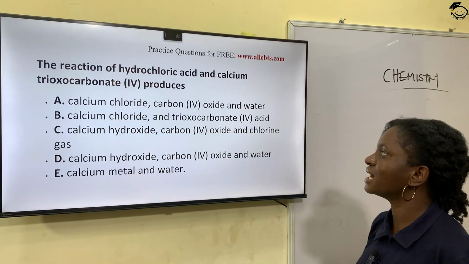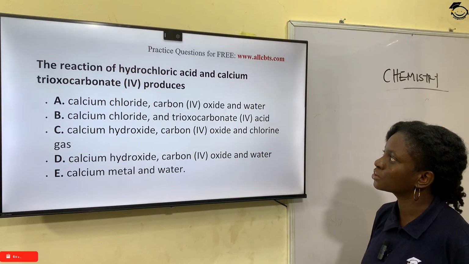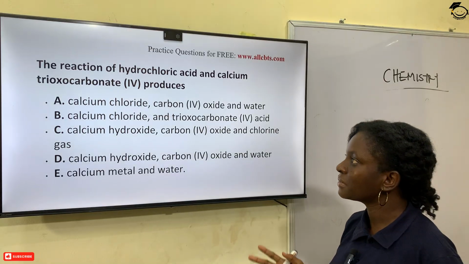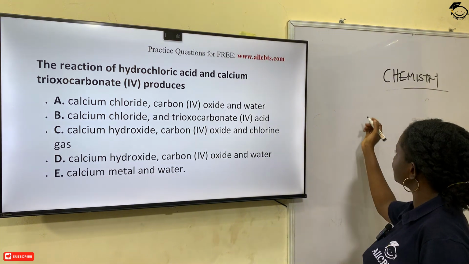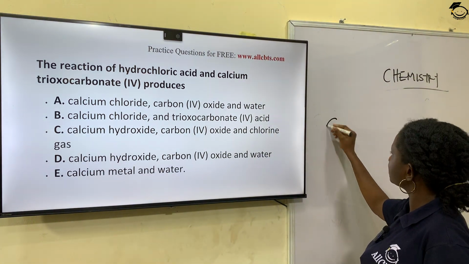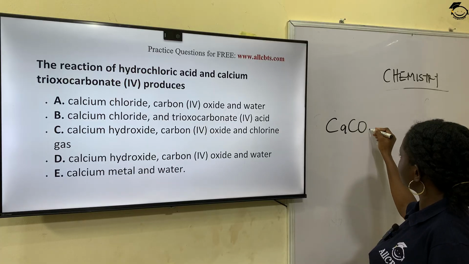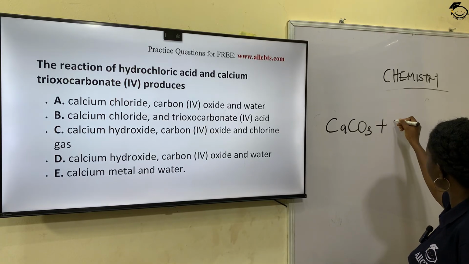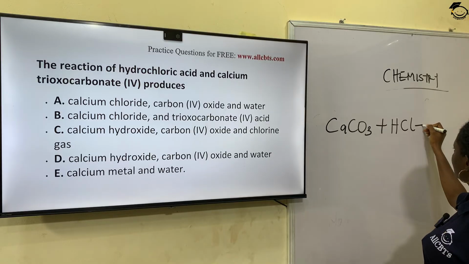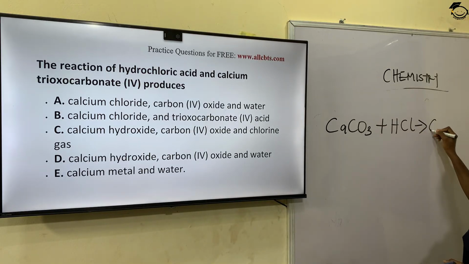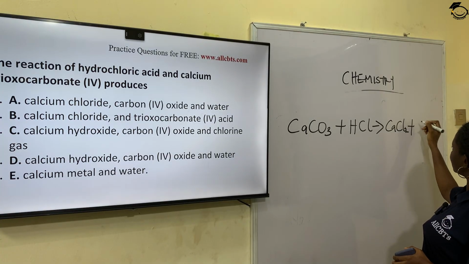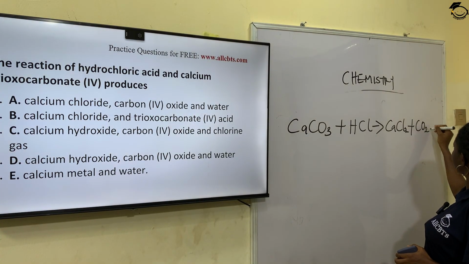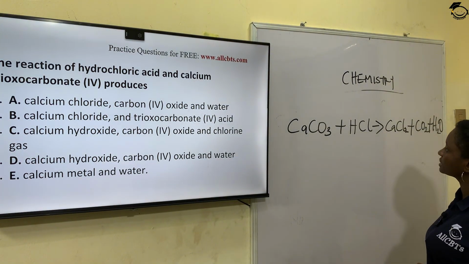The reaction of hydrochloric acid and calcium trioxocarbonate IV produces, so let's see the reactants: calcium carbonate plus HCl will give calcium chloride and CO2 and water. So the equation is balanced.